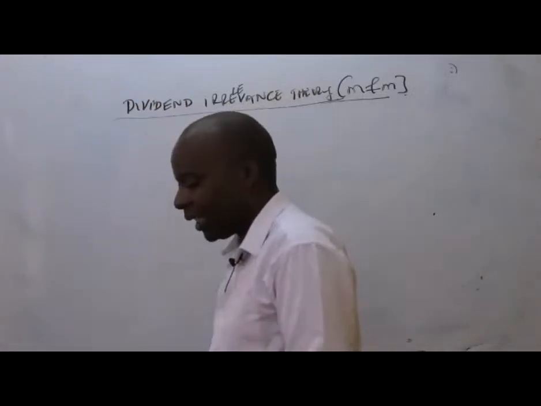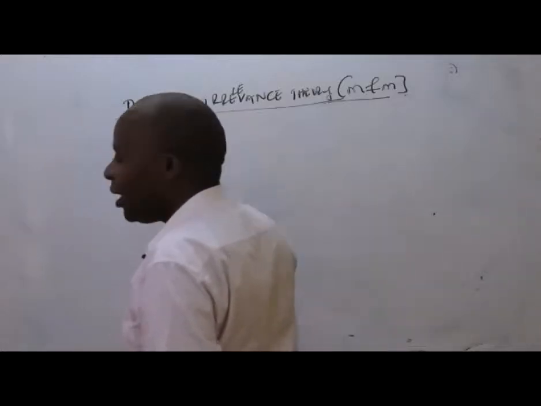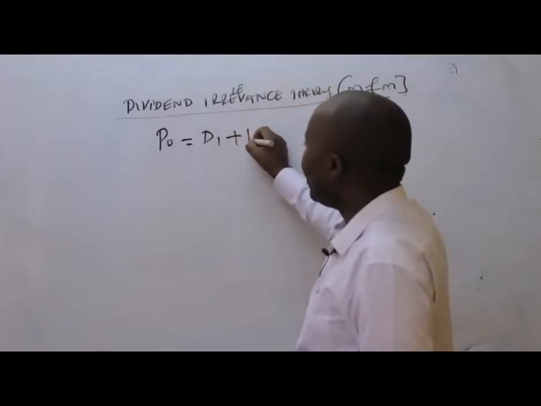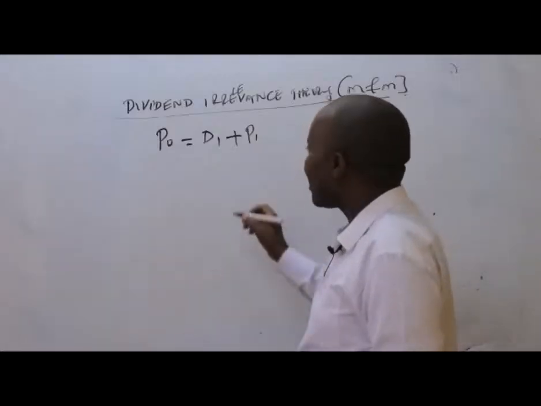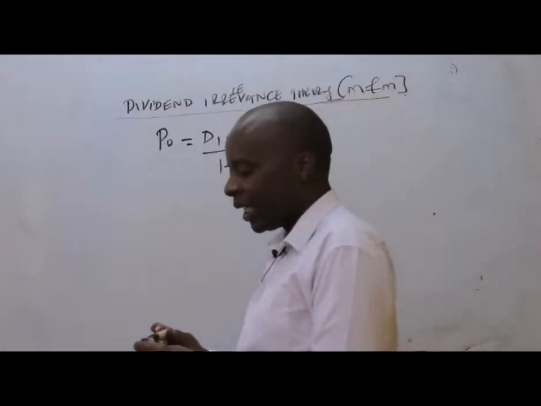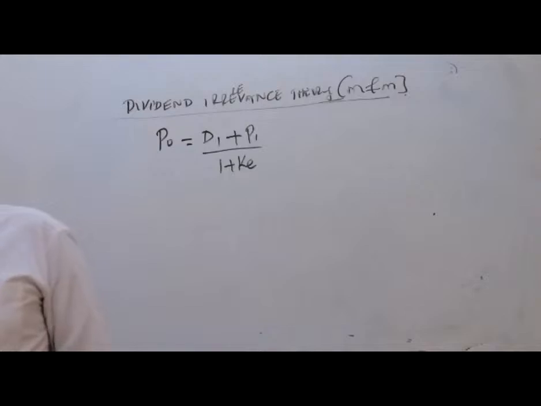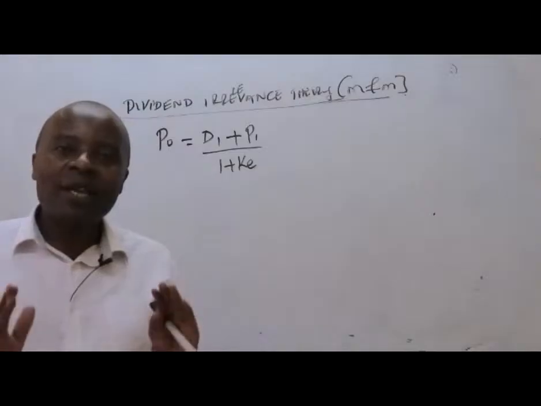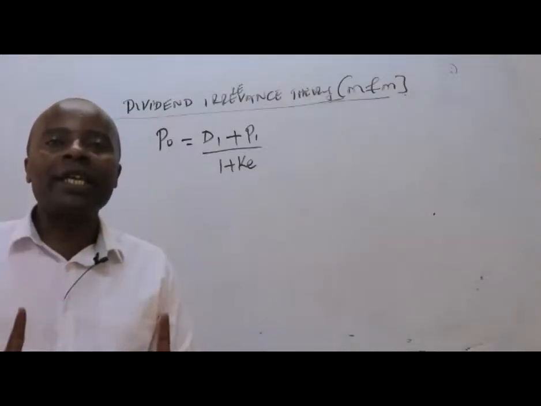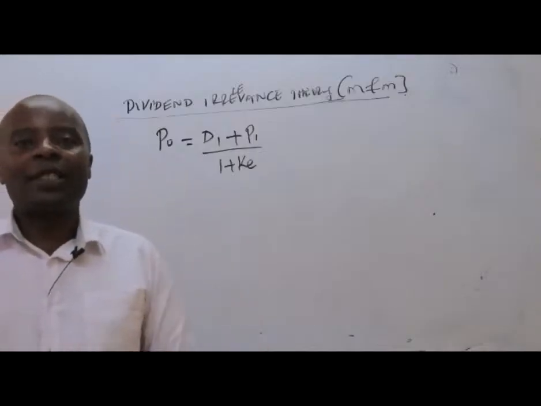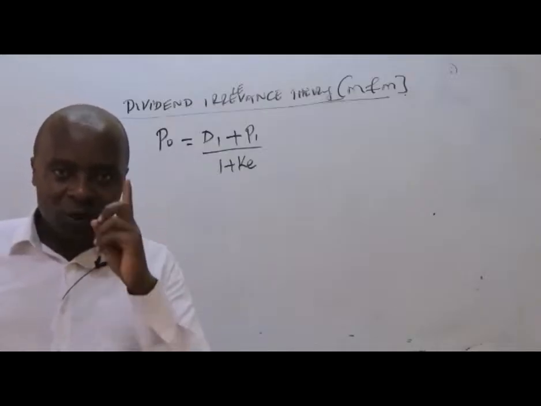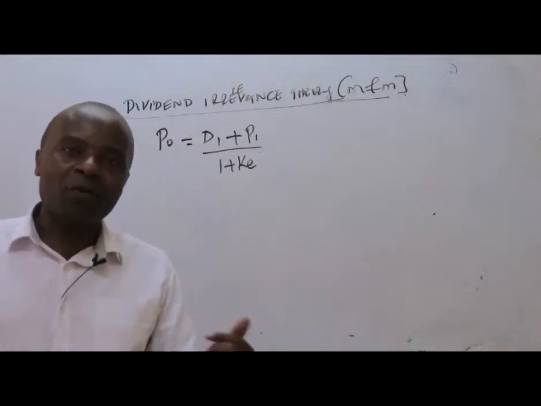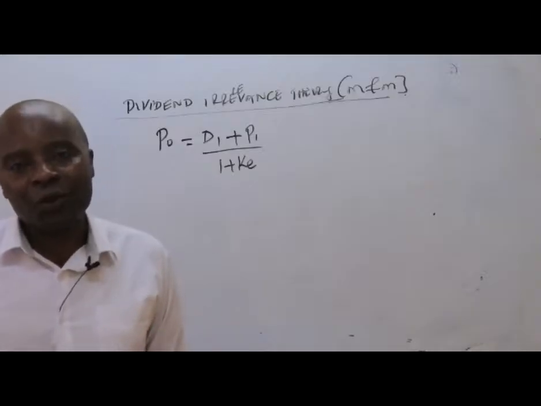Using the dividend irrelevance, we normally say P0 equals the end of year dividend, plus the end of year price, discounted. This is not our usual valuation formula. This one is an important formula that we only use under dividend irrelevance. If you want to know your worth in terms of share price today, just look at the dividend you'll be getting at the end of the year, D1, plus the market price of that share at the end of year 1, and then you discount by dividing this with 1 plus K.